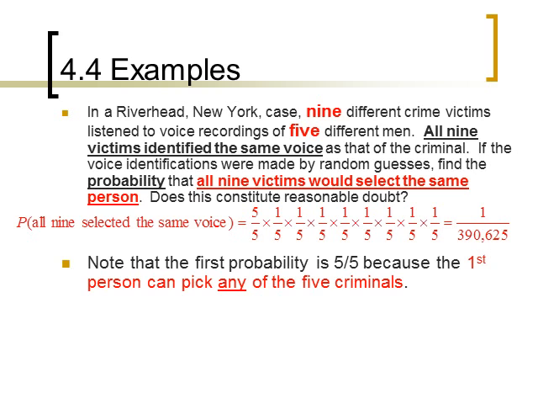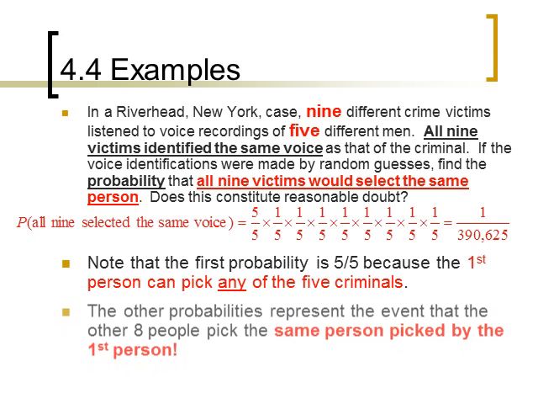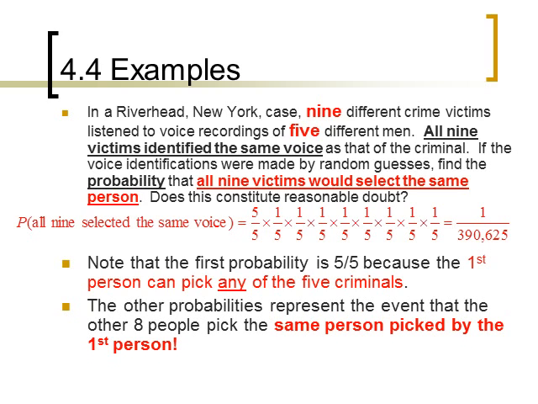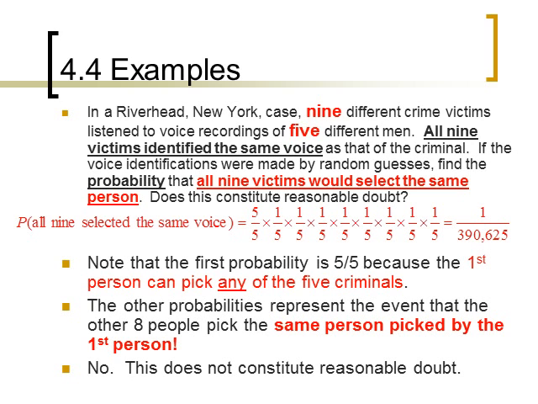So notice that the first probability is 5 out of 5 because the first person can pick any of the 5 criminals. And the other probabilities represent the event that the other 8 people pick the same person picked by the first person. Now, even though this is proving that this is a very small likelihood to occur by chance, it isn't enough to constitute reasonable doubt, and so that's why the legal team would have to do a lot more to prove their case, but this is probably something that they would like to point out.